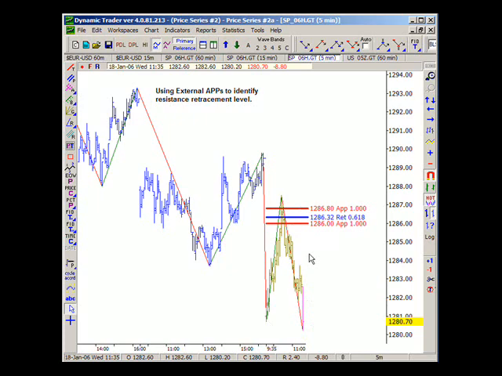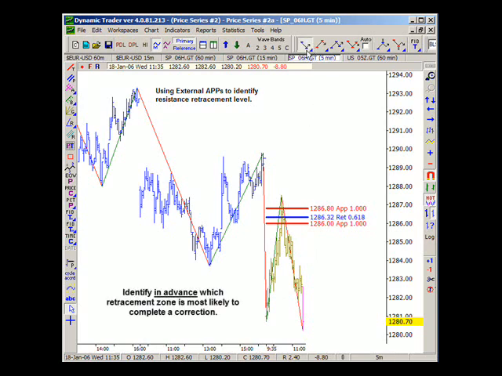Now, how valuable do you think that would be to you, to identify in advance which retracement was likely to be the resistance zone of where the counter trend or the correction was likely to end? Well, it's very valuable whether you're a day trader or a swing trader or a position trader.